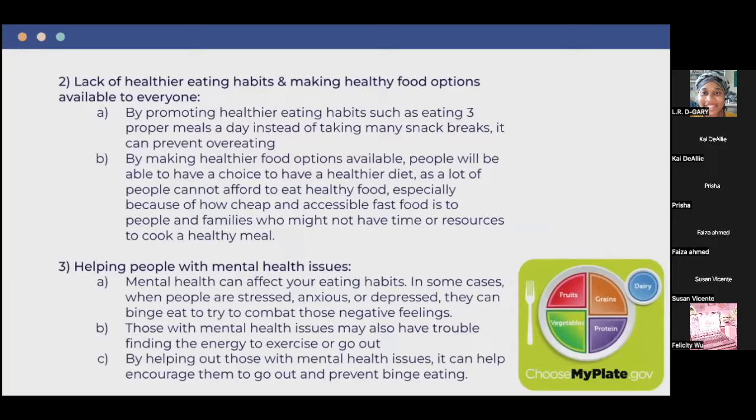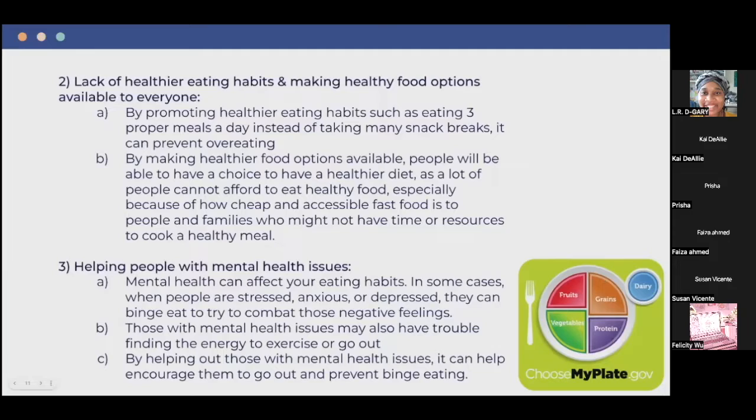Another issue is the lack of healthier eating habits and the lack of access to healthy food options. By spreading awareness on the topic of what a healthy diet looks like, it can show people what they should be eating. And in addition to that, having access to healthier food options should be made available to the public so there is always a healthy option available to those who want it.